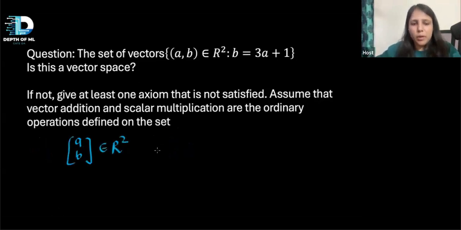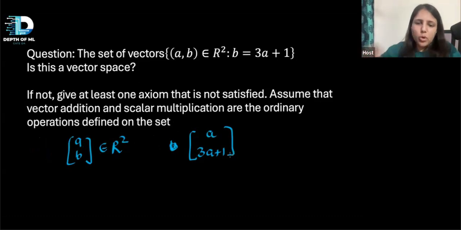Okay, so this vector belongs to R2. Fine, and B is such that, so this is the vector: this is 3A plus 1 and this is A. So all the vectors in this set will be of this form. Is this clear? Right? Now what is not present in this?